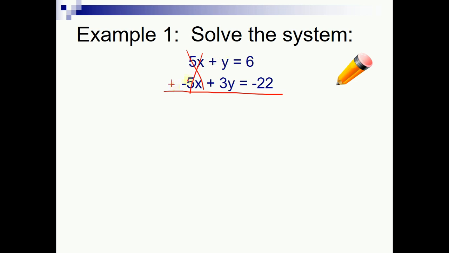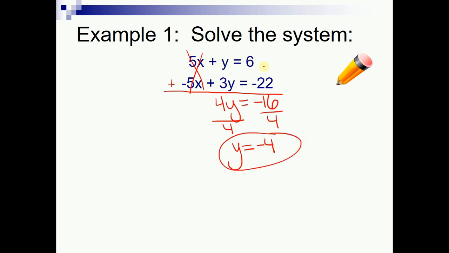So I have y plus 3y, that is 4y. 6 plus a negative 22 is a negative 16. Notice what I now have after adding those two equations together. I have 4y equals negative 16. I have eliminated a variable. Makes my life easier. So let's divide by 4. So I'm going to get y equals negative 4. Notice how that is good now.